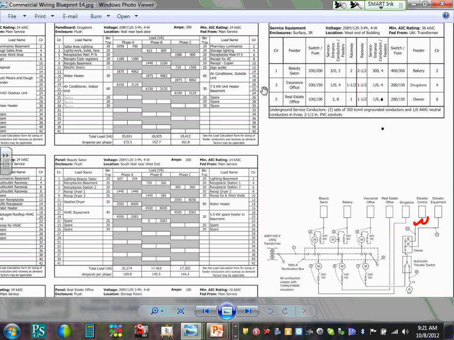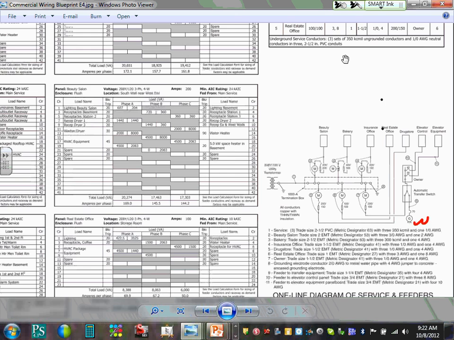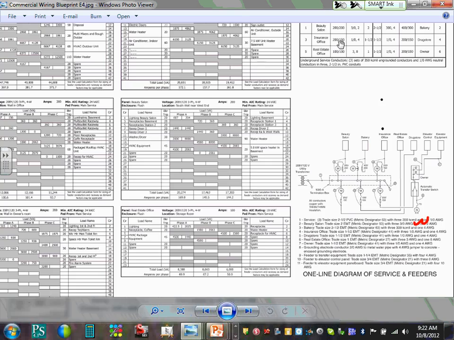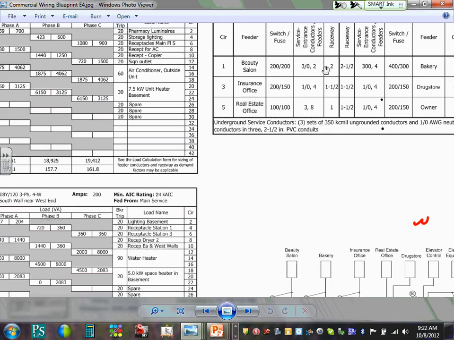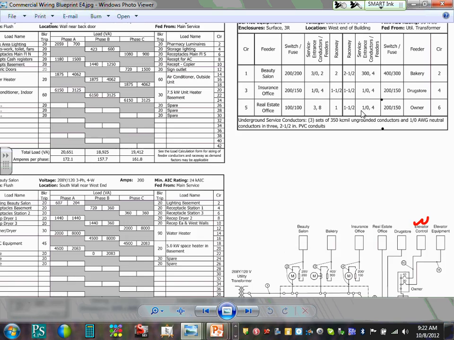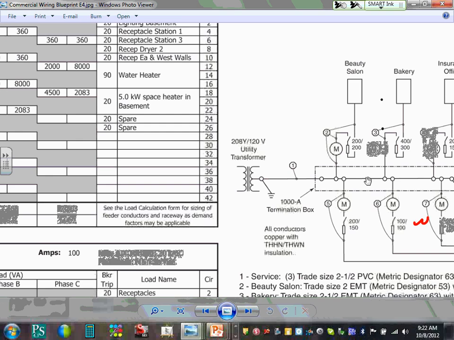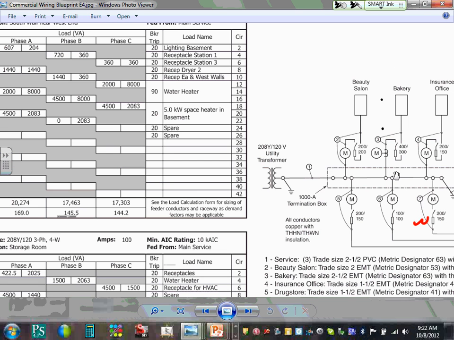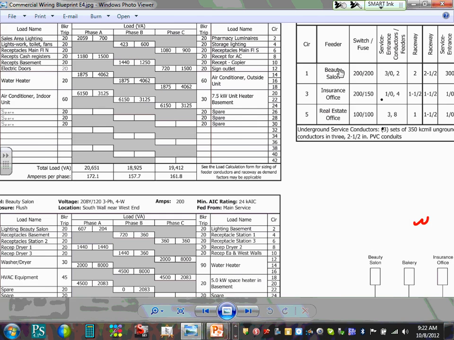Circuit 3, no. Where's 3? 3 is the bakery. Okay, 300, 300. Okay. Why am I not getting it? Because you don't count 1. That's the main feeder. I see. 1, 2, 3. Okay. So 1 would be the feeder that feeds all of them. That will be for circuit number 1.